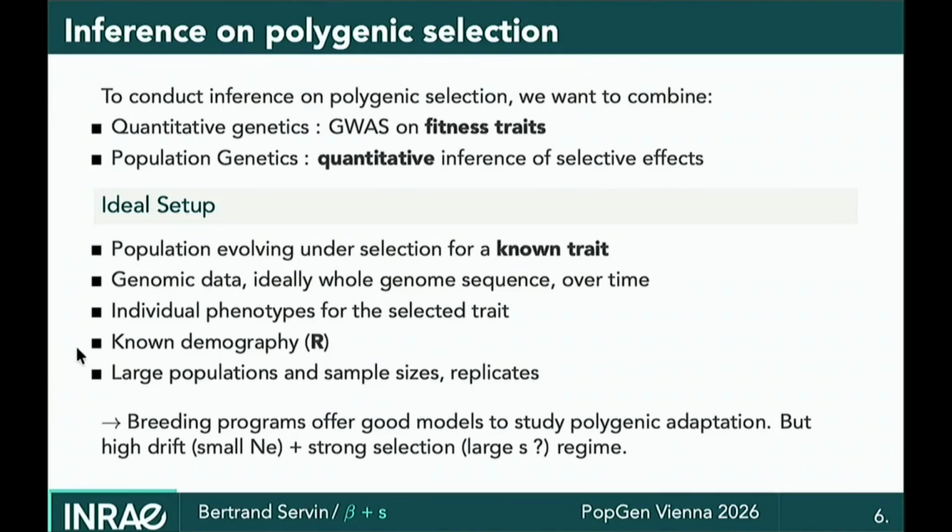We don't have, in the work I'm going to show you, large populations. They can be large in terms of number of animals, but in numbers of reproducing animals, they tend to be small. So small effective population size. Okay. So the breeding programs are actually good models to study this question. And I will show you what we are doing.